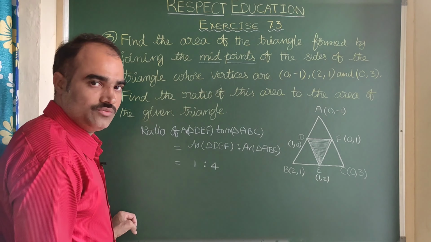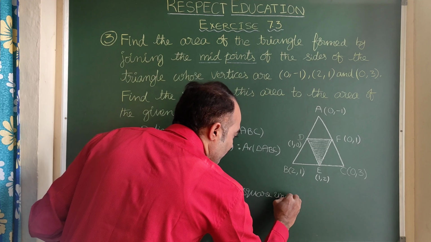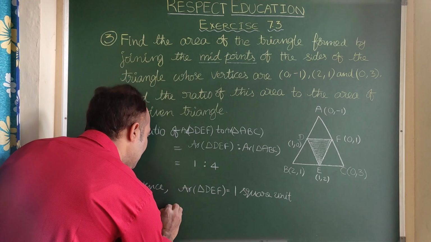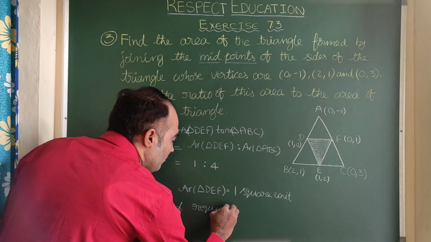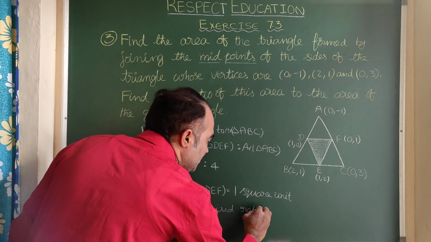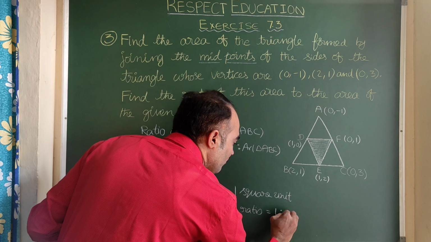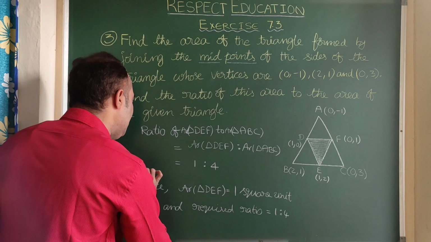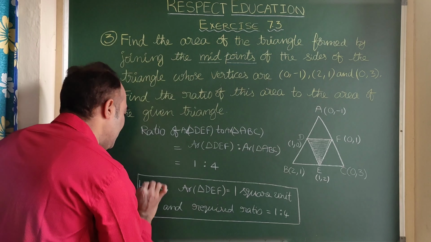So here let us write the conclusion. Hence area of triangle DEF is 1 square unit, and the required ratio is 1:4. With this, problem three gets completed.